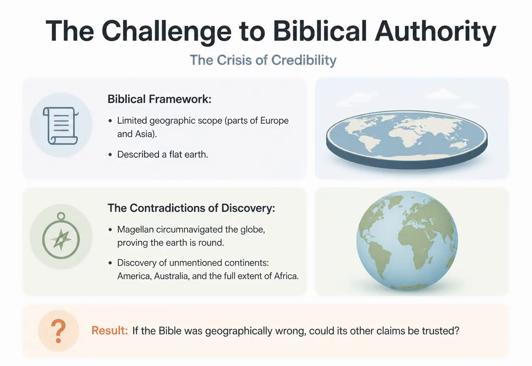But here is the great paradox. While these travelogues justified church power abroad, the discoveries themselves destroyed the church's authority at home. The Bible was the ultimate encyclopedia of knowledge, but it described a flat earth limited to parts of Europe and Asia. Then Magellan circumnavigated the globe, proving the earth was round. Explorers found America, Australia, and massive parts of Africa, none of which were mentioned in the Bible. People began to ask a dangerous question. If the Bible didn't know about America or that the earth was round, how could we trust anything else written in it? This crisis of credibility triggered the transition into the Enlightenment.